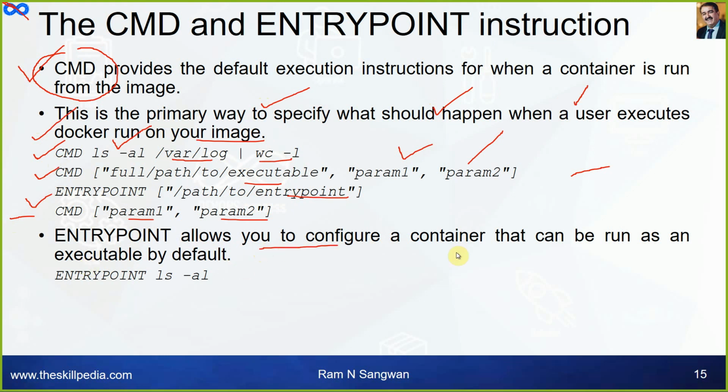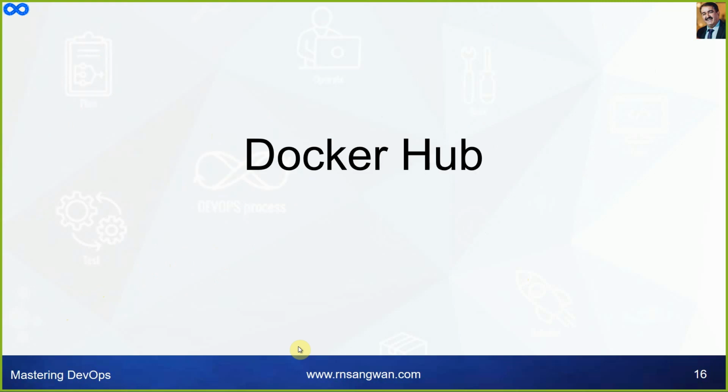ENTRYPOINT allows you to configure your container so that it can be run as an executable by default. What is the meaning? When you run a container based on this image, it will run the command directly without waiting for you to send something to it. For example, if I say ENTRYPOINT ls -al, whenever you run docker run on this image, this command will be executed inside the container. So this will simply display all the files in the container file system. That's how it works. Quite simple.